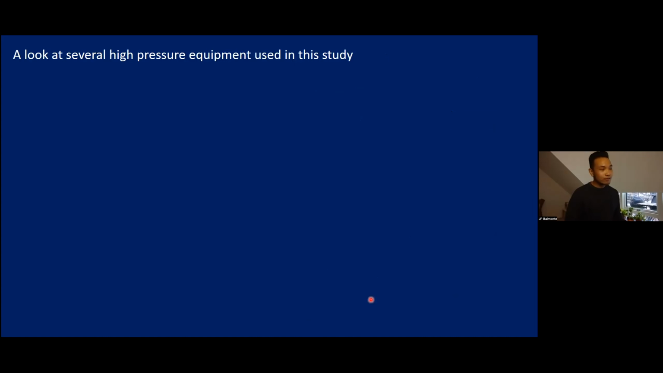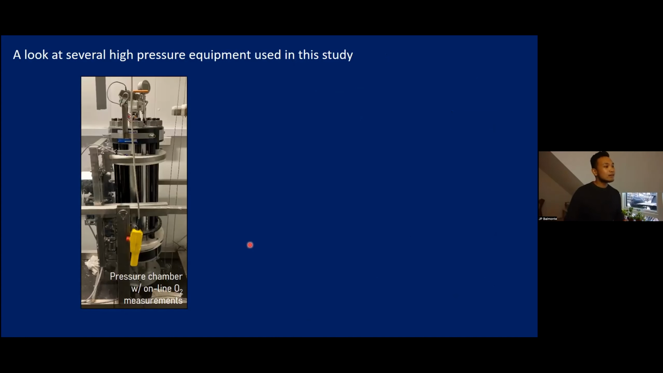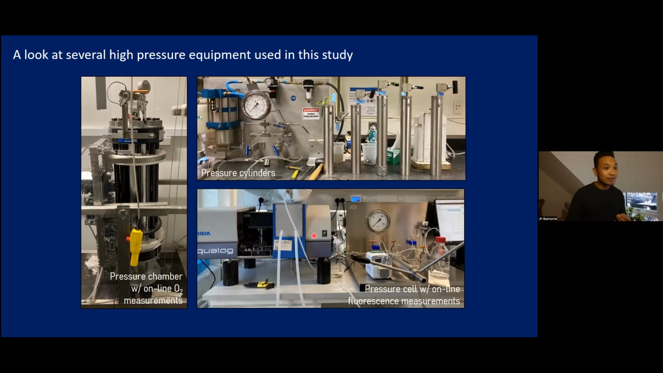For a brief look at what these instruments look like, here's a pressure chamber with the capacity for oxygen measurement, which is really nice for measuring oxygen consumption while things are pressurized. The one at the bottom is a pressure cell, and this one can measure fluorescence while things are pressurized. And this one is a fairly simple but robust pressure cylinder that was designed at Scripps in San Diego. These are some of the pressure vessels that we use in this study.